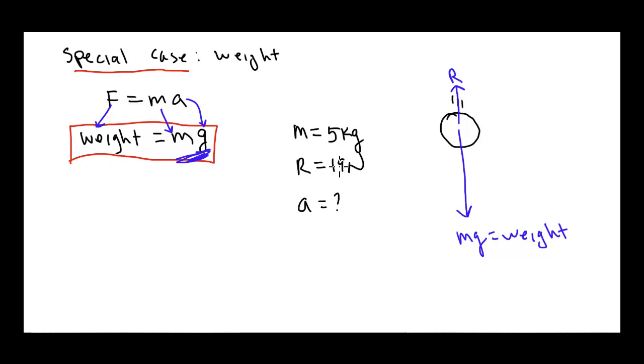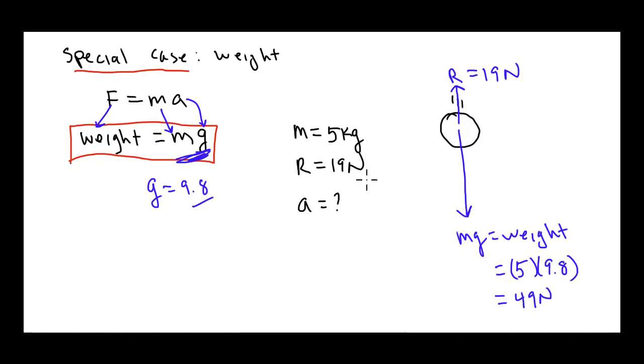And I know these values, right? I know that the resistance force is 19 newtons. And I can calculate mg now, because I know mass is 5 kilograms. I know g is 9.8, so mg is 5 times 9.8. Remember this, g equals 9.8. That's the acceleration due to gravity. So mg is 5 times 9.8. That's 49 newtons. So now I've got to go ahead and calculate my acceleration.